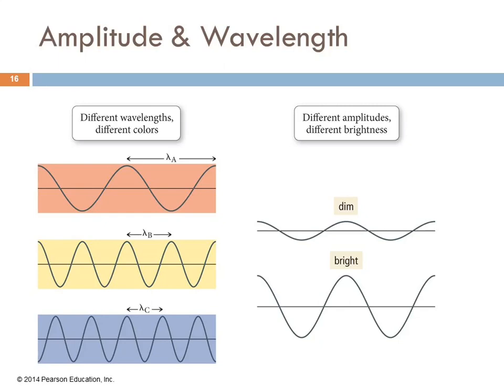So different wavelengths our eyes interpret as different colors. And so red light has a longer wavelength. And blue light has a shorter wavelength, and yellow's in between. So the wavelength is what gives us the colors. The differences in amplitudes are differences in brightness. So if it's a dim light, it's going to have a small amplitude. A bright light has a large amplitude. The wavelength, though, is what determines the color of the light.